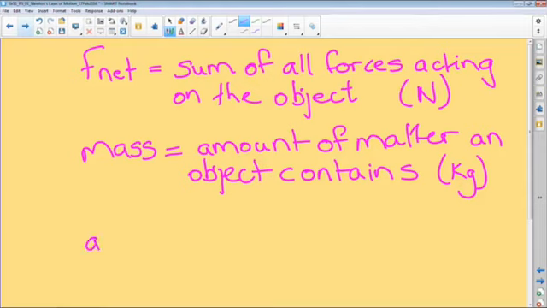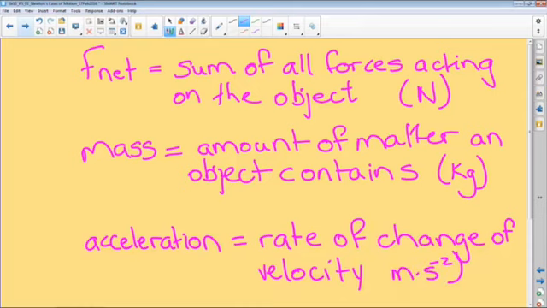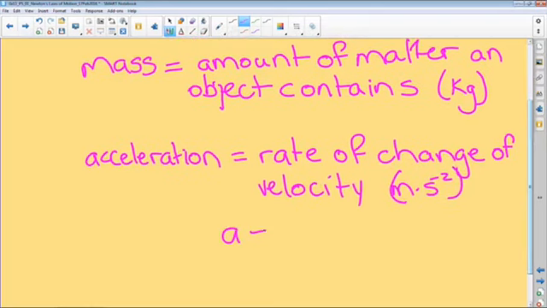And the last one is acceleration. And this is our rate of change of velocity. And from grade 10, you should remember that the unit is meters per second squared. And just to add to that, you should remember that acceleration is change in velocity over change in time. So that means that the object is going to speed up by the same amount every second.